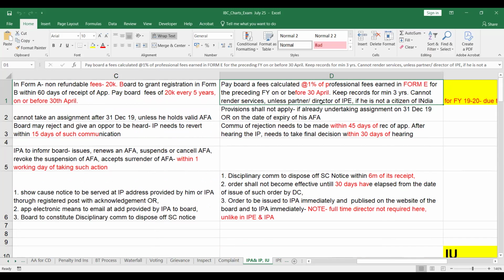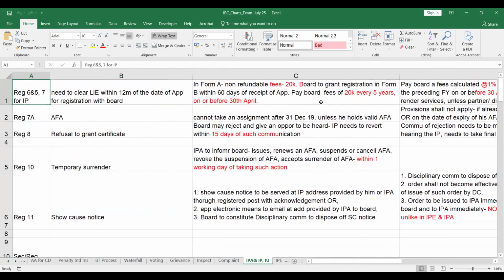You have to keep records for a minimum of 3 years, and if you are not a citizen of India, then you cannot render services as an IP unless you are a partner or director of an IPE. So even if you are not a citizen of India, even if you are not a resident, if you have passed the examination, there is no bar in appearing for the examination, but you cannot render services as an IP unless you become a partner or director of an IPE.